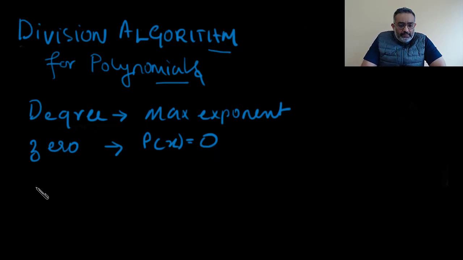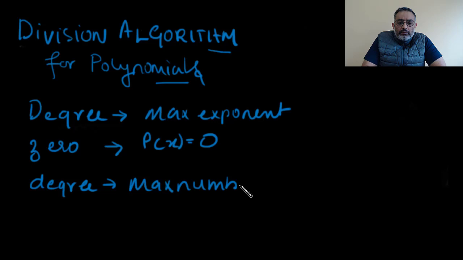The next concept that we want to just recap is that degree is the max number of zeros of a given polynomial. So if you have a quadratic polynomial of degree 2, then we can have at most 2 zeros when we solve that polynomial. And lastly, what is the standard division algorithm?